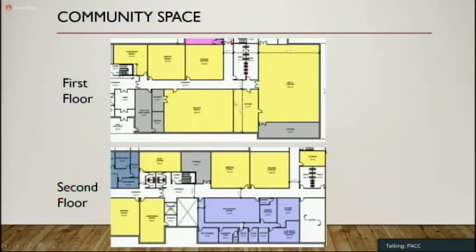There's an area, again, designated for a kitchen. And then this room right here would function as our large meeting room that would sort of function in the same manner as this room that we're in this evening. Additional conference rooms and meeting rooms on the lower level as well as the upper level to accommodate lots of community space and uses in those spaces.